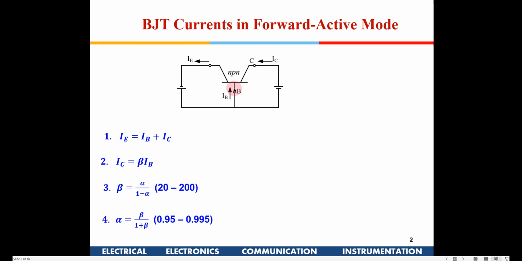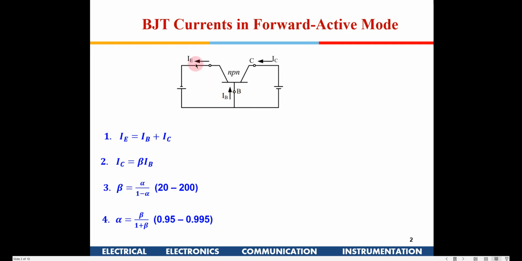If you have a BJT in the forward active mode, you need to forward bias the base-emitter junction. This is an NPN transistor where P type is the base and N type is the emitter. So you have to give positive voltage to the base with respect to the emitter. So this is going to be forward biased, and the P-N junction between the base and the collector needs to be reverse biased. That means the collector needs to be given a higher voltage than the base.